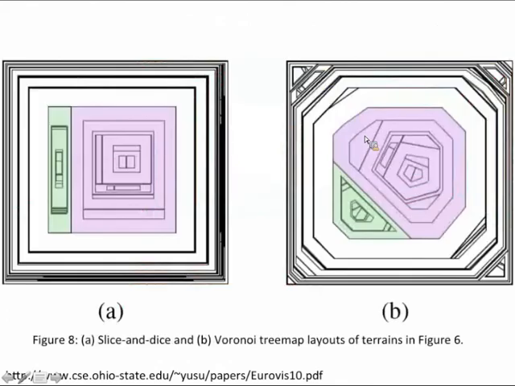And one can do this either using, so this is an example on the left using rectangles, and this is an example on the right using a Voronoi tree map. So there's different ways of partitioning these things.